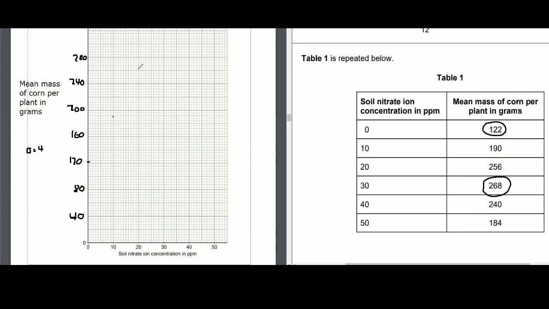Now, I then need to go to 20 parts per million and put one in at 256. Just make sure I've got that right. Hold on a minute. That's over 260. Right. So just make sure you've got this right. Each square is worth 4. So I start at 240 and work my way up to 256. Put that in there. Sometimes you've got to use half a square, which will be 2. I'll then go to 30 parts per million and go to 268.